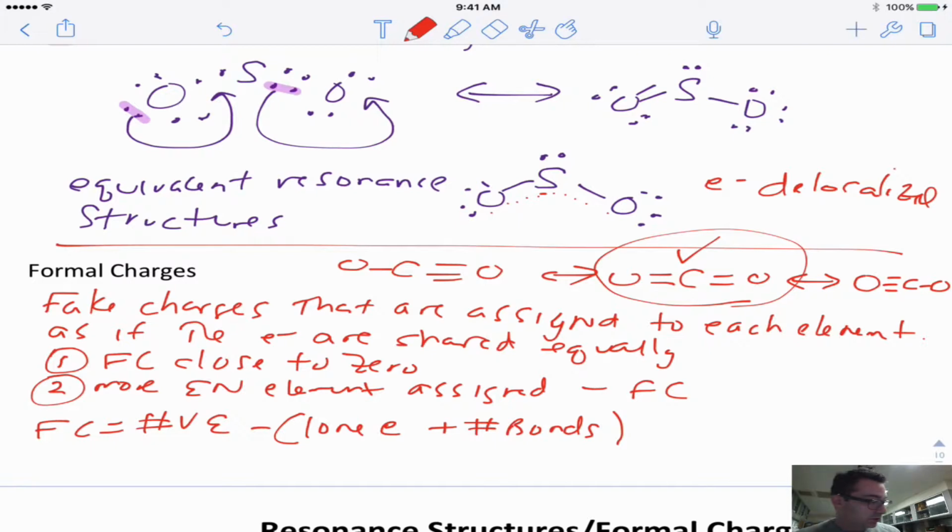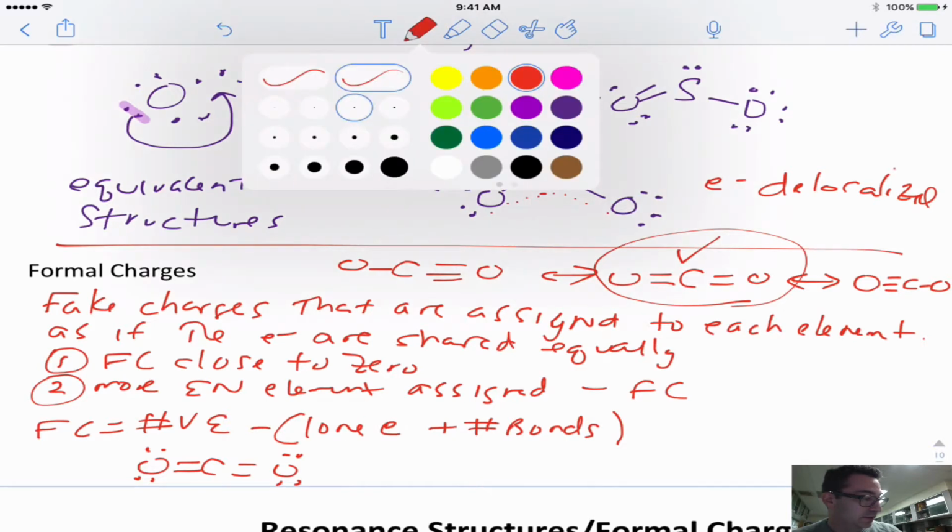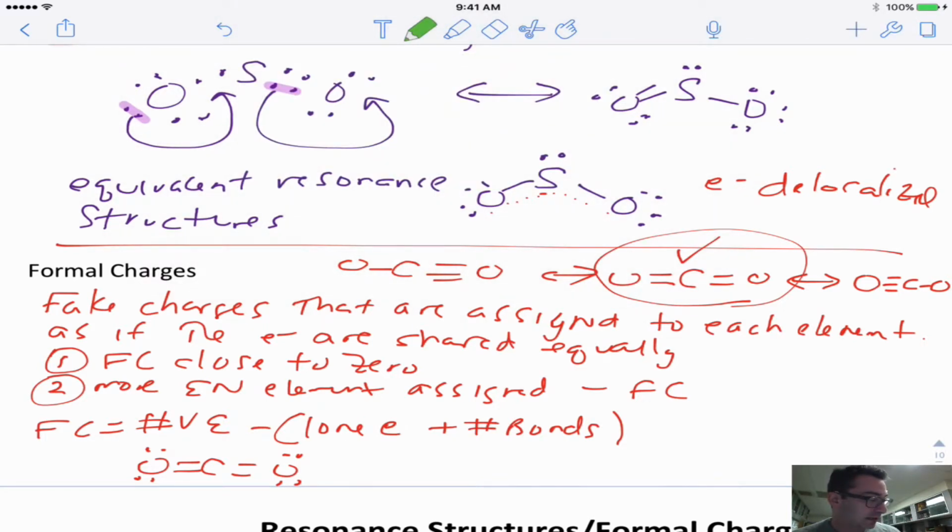So when I look at CO2 in the middle here, and I put all the dots and assign all the formal charges, for oxygen it has 6 valence electrons minus 4 lone electrons plus 2 bonds, so its formal charge is 0. Carbon has 4 valence electrons minus 4 bonds, so its formal charge is 0. And this oxygen is the same as the one on the left. Its formal charge is 0. This is why the structure is considered to be better.